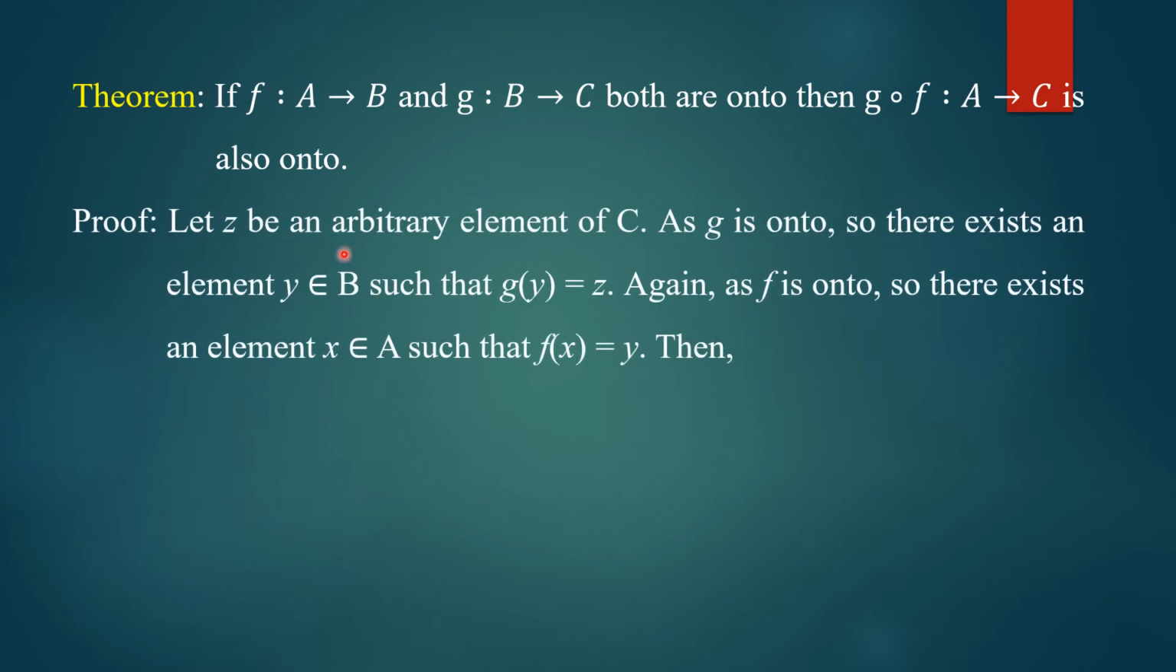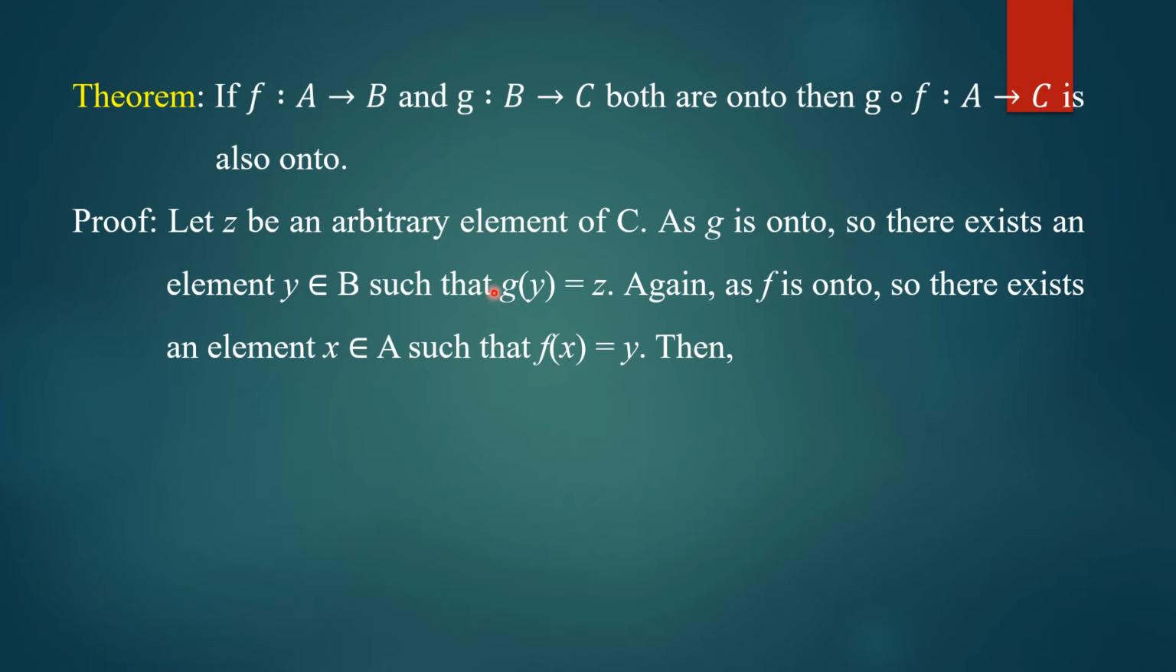Okay, so let me prove this one. So first of all, let z be any arbitrary element of the set C, that means the codomain of gof. As g is onto, because it is given in the statement of the theorem that g and f both are onto functions. So since g is onto, therefore C is the codomain of g also, and g is an onto function. So for the element z in C, we have y in B in regard to z, because it is onto. So y must be in B such that z equals g(y), is it not? So there exists an element y in B such that z is equal to g(y), because y is the pre-image of z. That means z is the image of y under the function g. So this is the condition that the function g is onto.